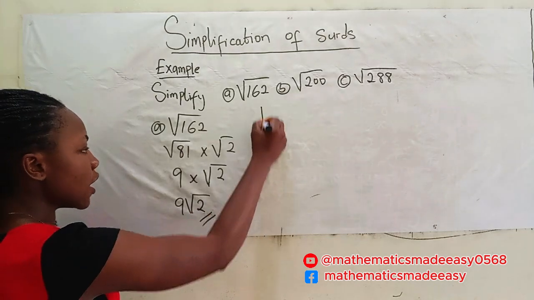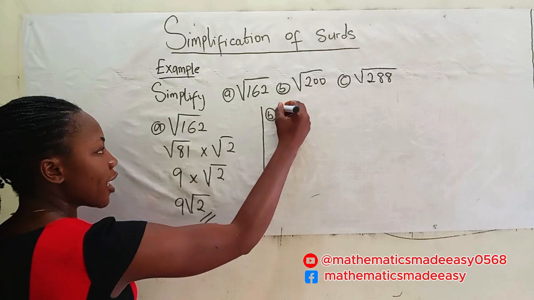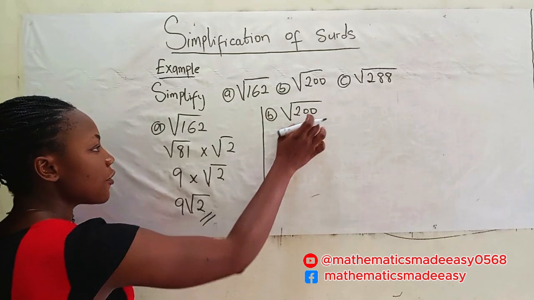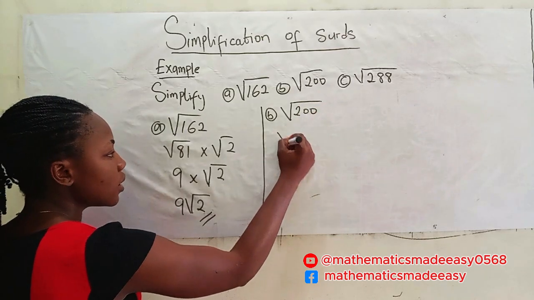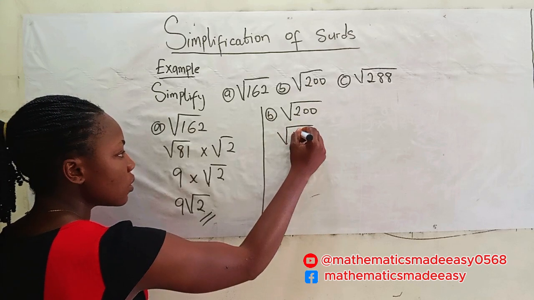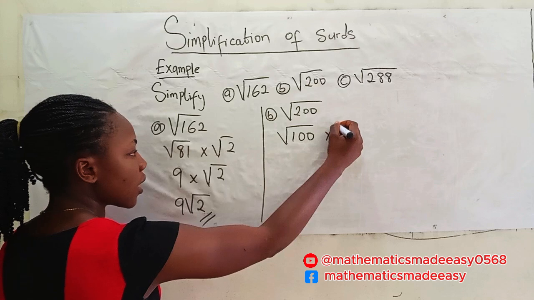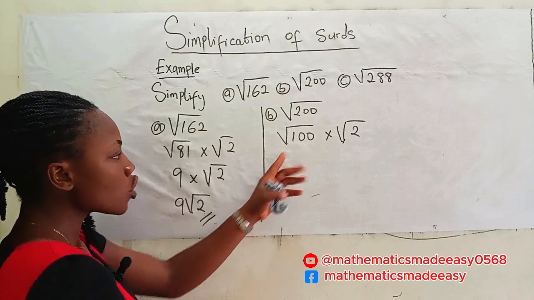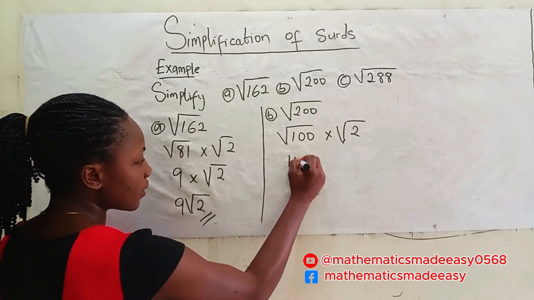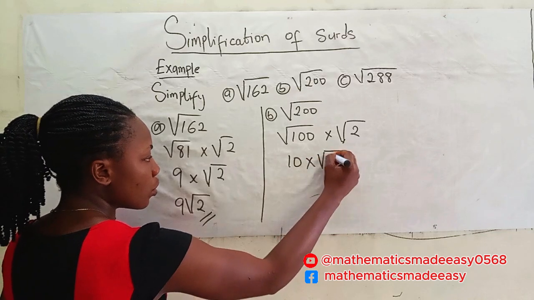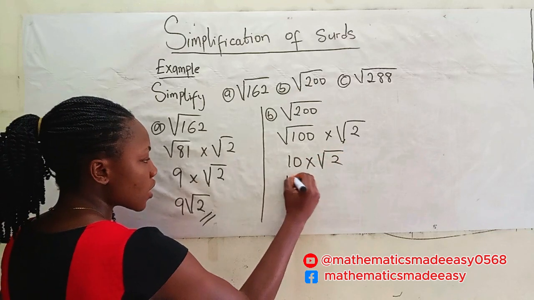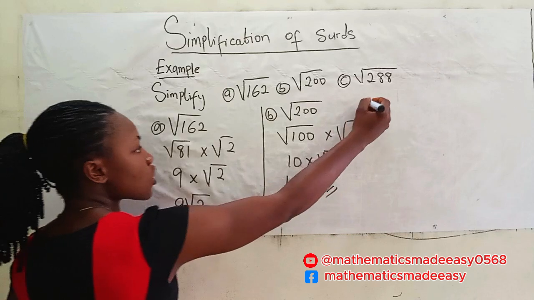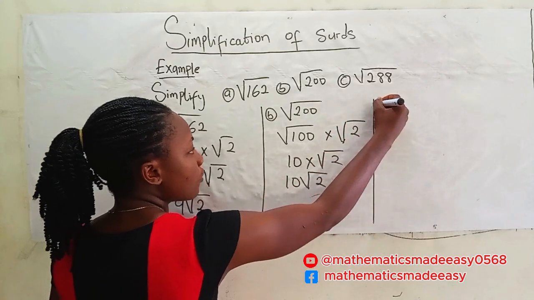All right. So for the next one, where we have the square root of 200, the factors of this 200 are going to be 100 times root 2. Now, the square root of 100 is 10, times root 2, which is going to give us 10 root 2.